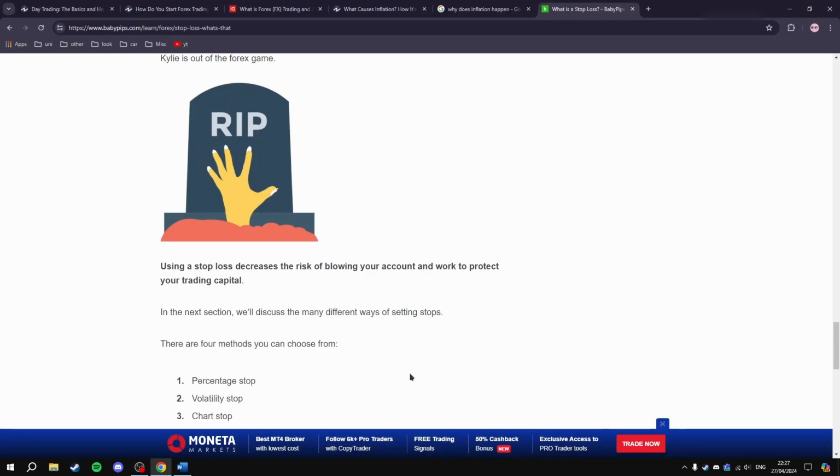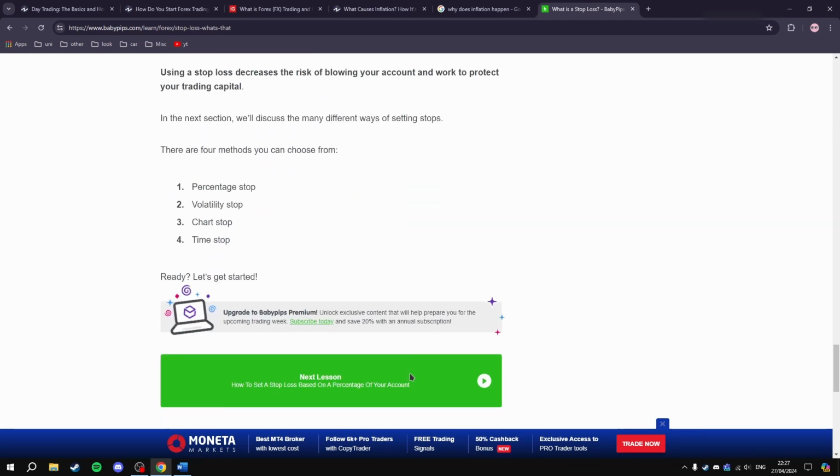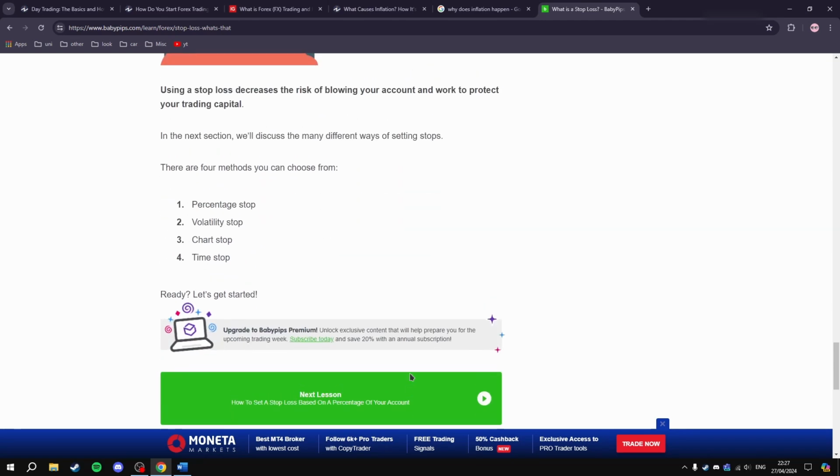In the next section, we'll discuss the many different ways of setting stops. There are 4 methods you can choose from: percentage stop, volatility stop, chart stop, and time stop.